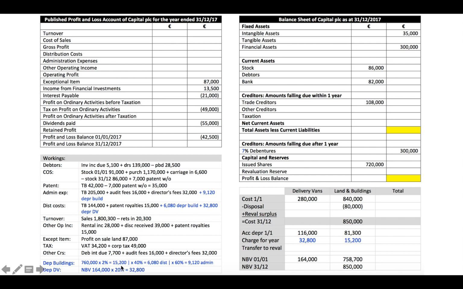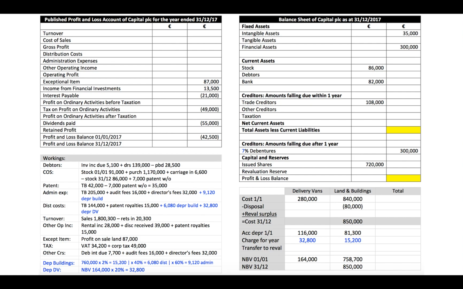And now remember, that needs to be split up 40% into distribution. So that's 6080, which is going to be added to distribution, as you can see here, plus 6080. And then 60% is going to go into admin, so 9120 into admin. So to your admin expenses plus 9120. Then you've got your depreciation on delivery vans. Now we were doing it on a reducing balance basis, so it's on the net book value of the delivery vans, and we worked out earlier that the net book value was 164,000 because they cost 280,000, but the depreciation on them was 116,000.